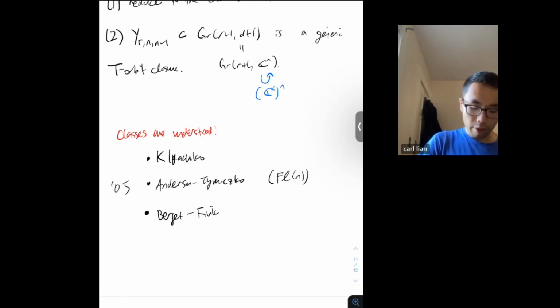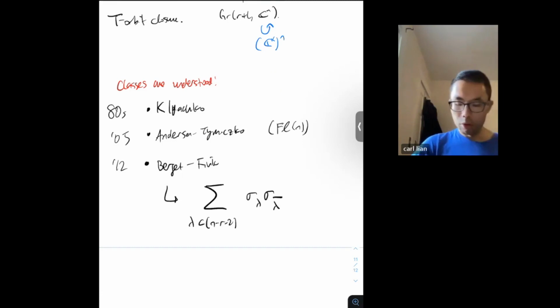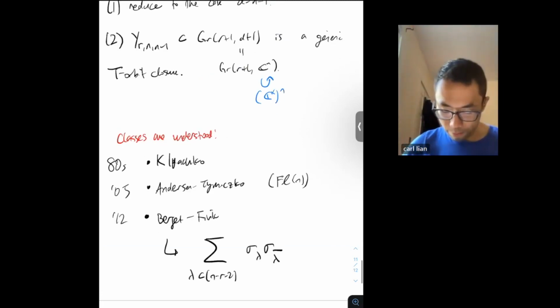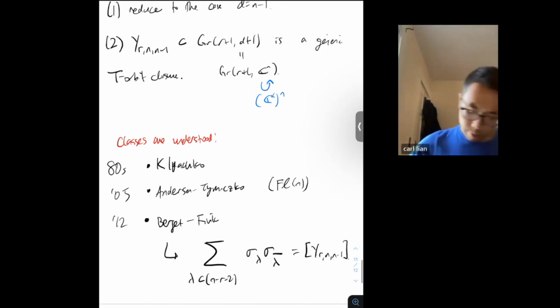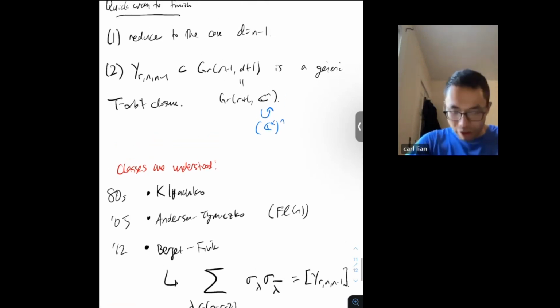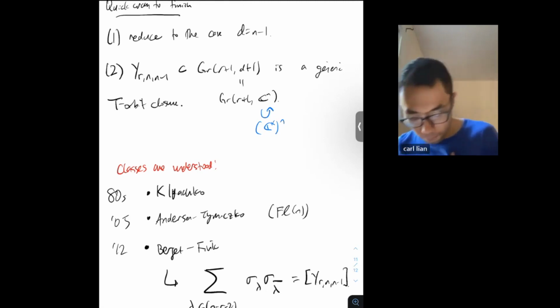This is around 05, and this is the 80s, and this is I think 2012. And so they get the answer which we've seen already. And I still haven't really explained where these Schubert cycles are coming from, but they prove this. Okay, so I just want to mention, if you want a quick proof, this is a way to finish.